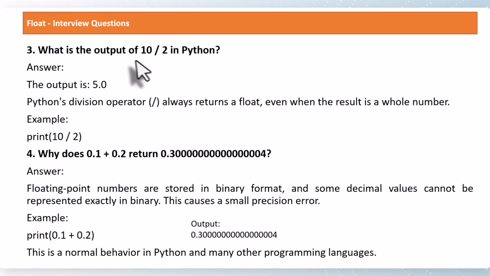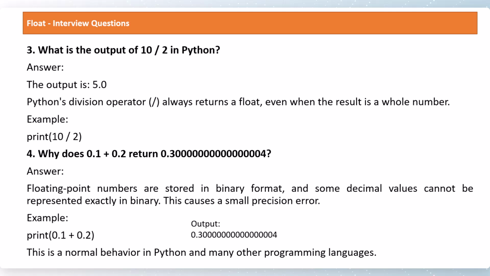What is the output of 10 divided by 2? The output will be 5.0. It is not 5 because the Python division operator always returns a float. Even when the result is a whole number, it gives a floating point number as output. You can type 10 divided by 2 in IDLE shell and see the result.